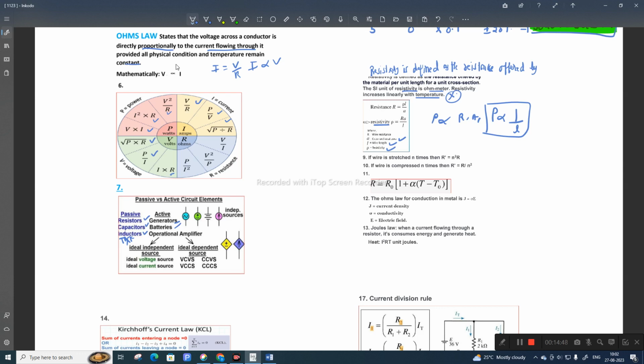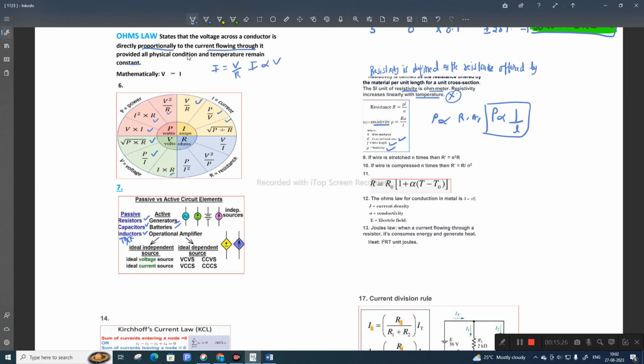And there is a short trick formula. If the wire is stretched to n times, that is length n times, the new resistance R dash will be n square into R. If the wire is compressed, that is length is compressed by n times, the new resistance is the original resistance divided by n square. This and more will be discussed coming up. I have a few previous year paper questions so that your concept gets clear on that.